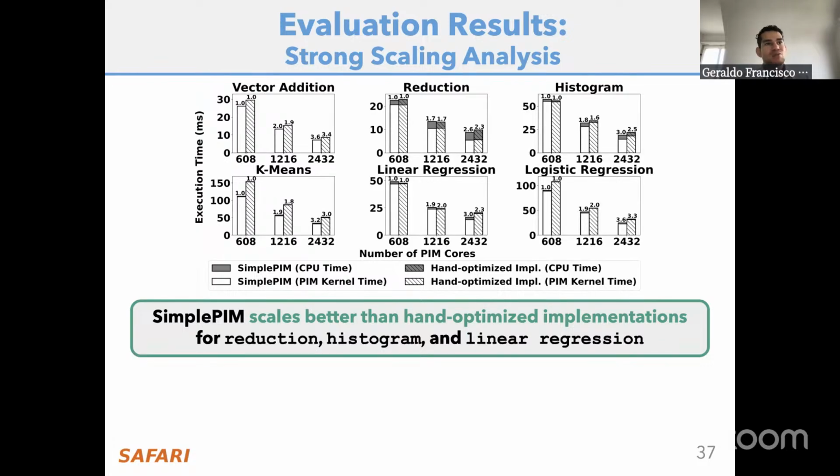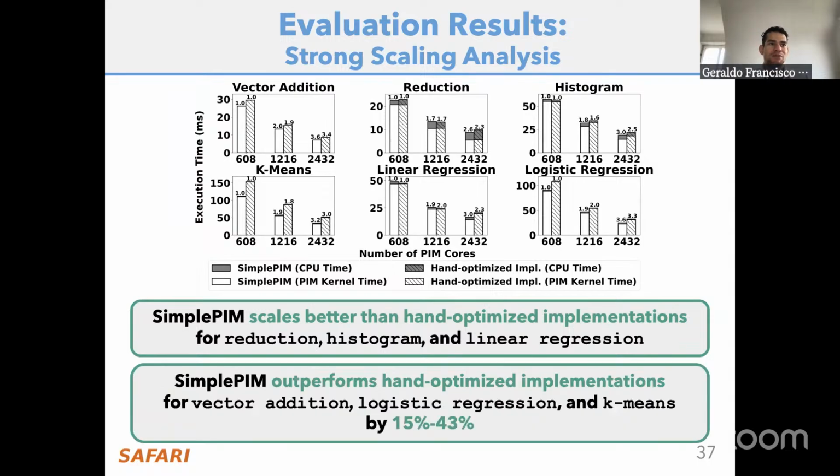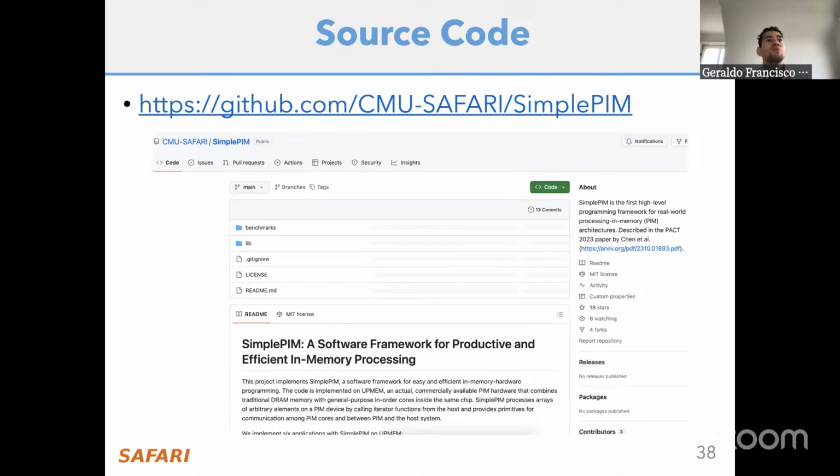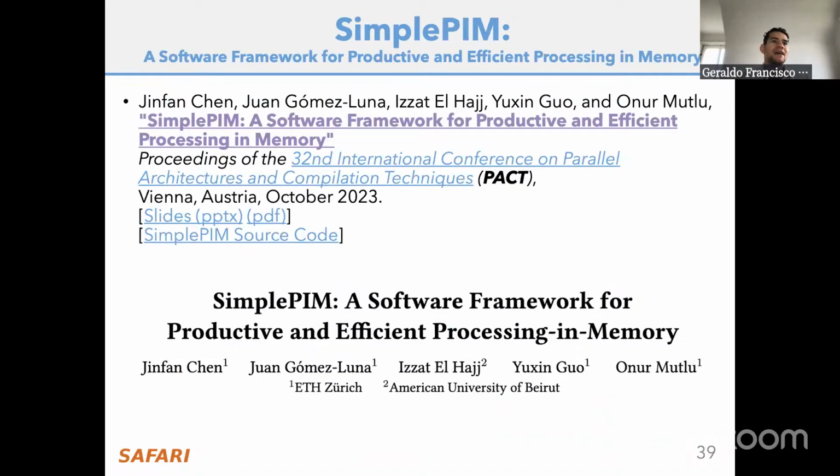SimplePIM scales better for 3 of the workloads compared to the hand-optimized implementations, and even outperforms on 3 of those workloads, vector addition, logistic regression, and k-means, by 15% to 43%. SimplePIM is available in our GitHub repository, and I invite you to check our paper if you want more information regarding SimplePIM. Then we move to DaPPA.